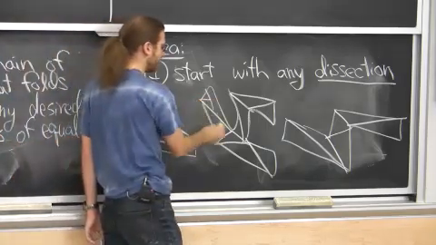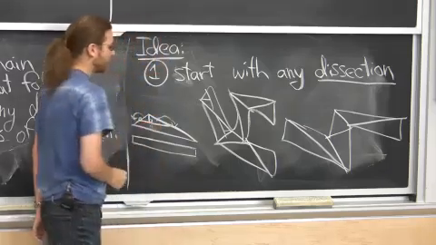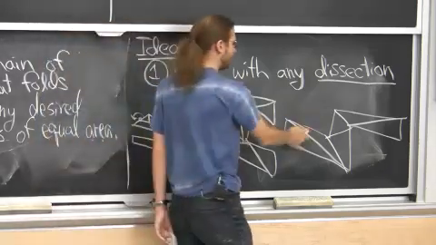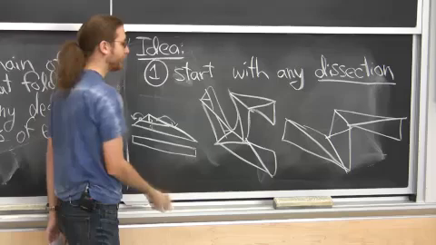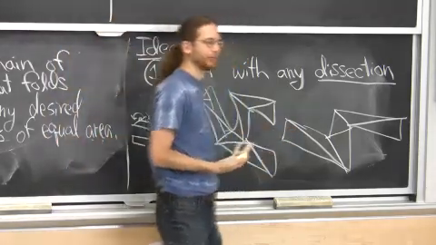So do that for each of these triangles. Just cut them so they make rectangles. Do that here, do that here. What you'll be left with is a whole bunch of rectangles here and a whole bunch of rectangles here. Still kind of a mess.